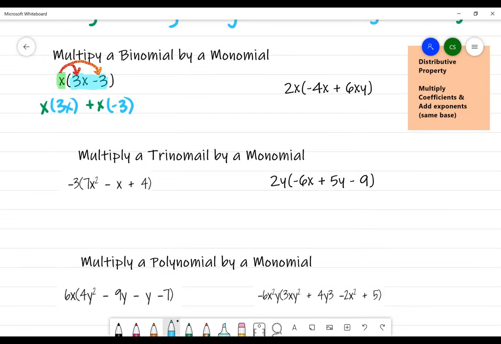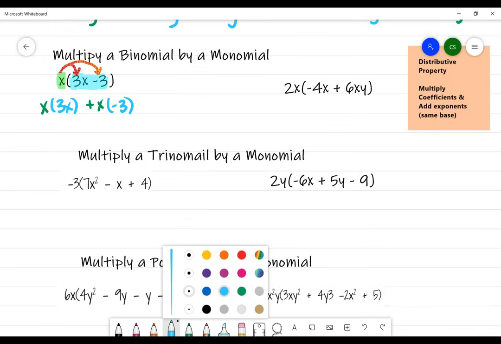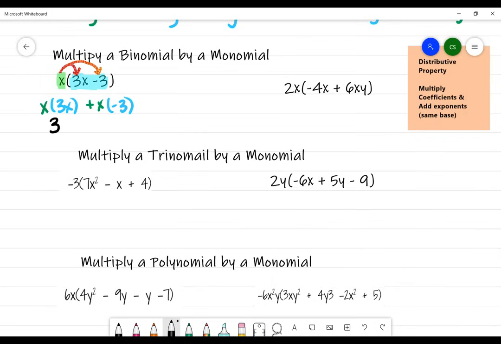All right, so x times 3x. Multiply my coefficients. I only got a 3. And add my exponents. So I have 2 x's. That means x squared. Well, plus x times a negative 3. So basically, I'm just multiplying those together, and I get minus 3x. Now, I can't combine these terms because they don't have the same variable or the same exponent. So x times 3x minus 3 is equal to 3x squared minus 3x.